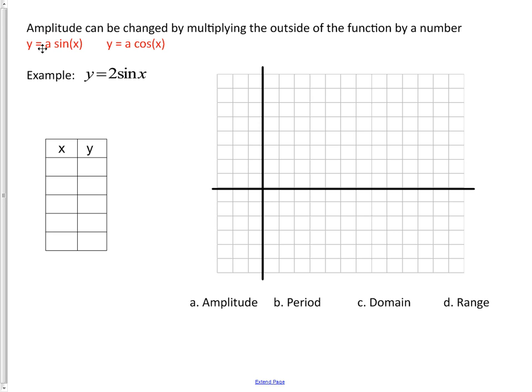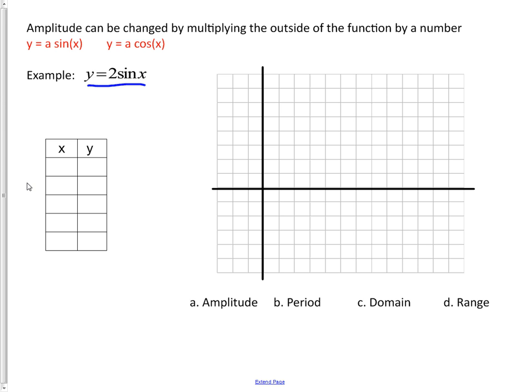So when we have a graph in which we multiply something outside of the function, in other words, we have some constant a that we multiply by the sine of x or the cosine of x, what that's going to do is change the y values that we attain for all of our basic values of sine of x. So I've got my graph right here, y equals 2 times the sine of x. Here's the effect of that.